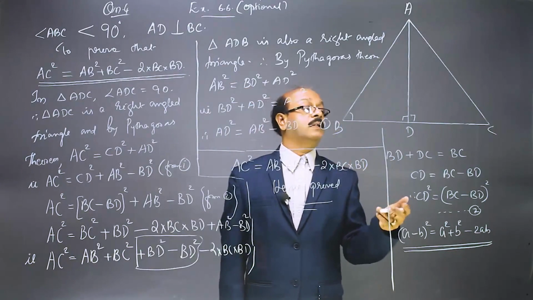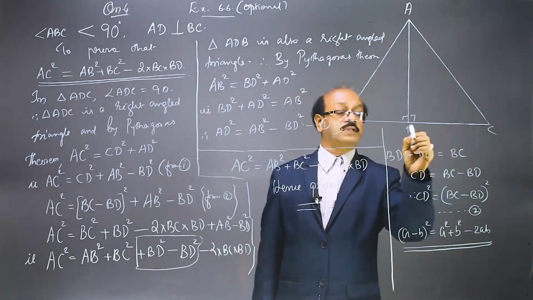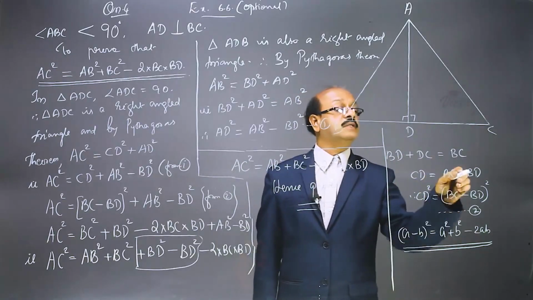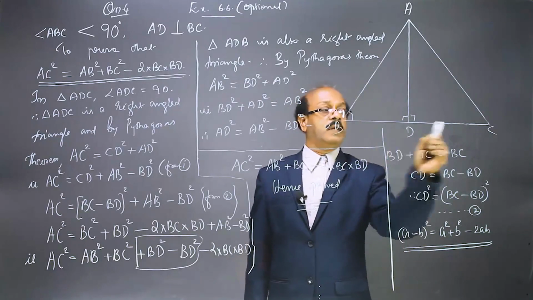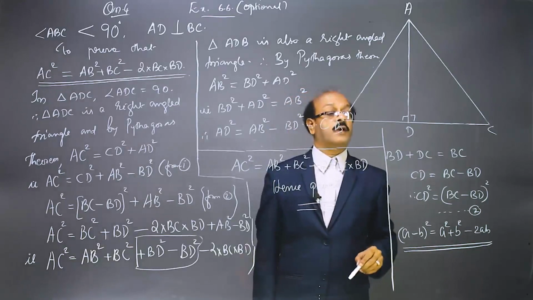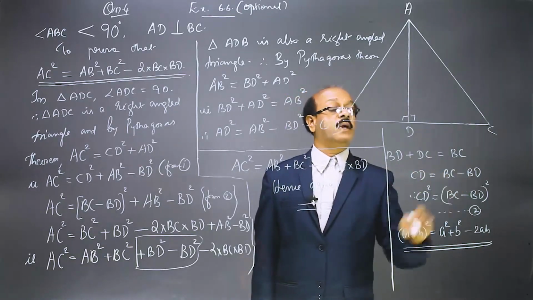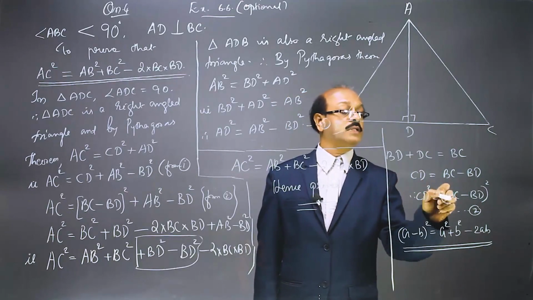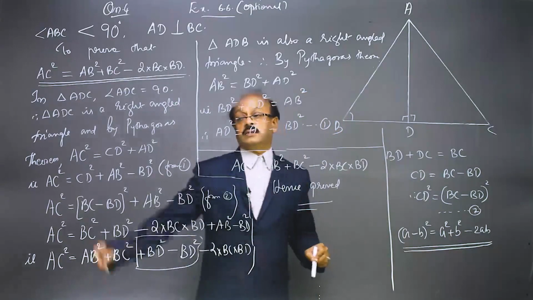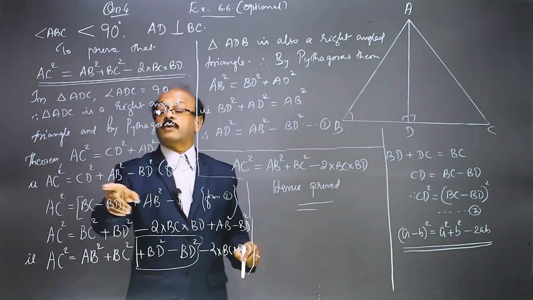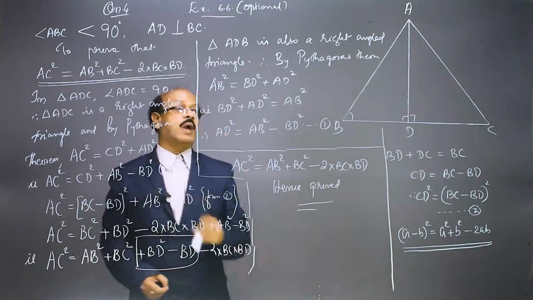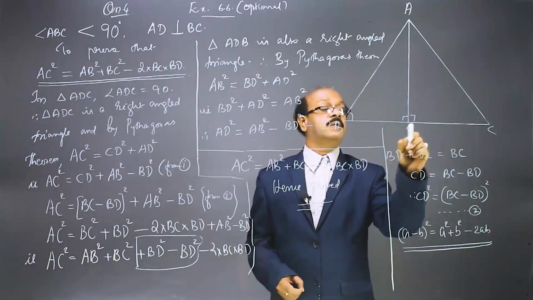Here we are subtracting. That means we have to obtain the value of CD from BC. That means the length of CD is equal to BC minus BD, because adding BD and CD we are obtaining BC. BD plus DC or CD is equal to BC. Therefore, the length of CD is equal to BC minus BD and therefore CD square is equal to BC minus BD the whole square. We have to substitute the value of CD square in this equation. We are getting this value from this relation BD plus CD is equal to BC.